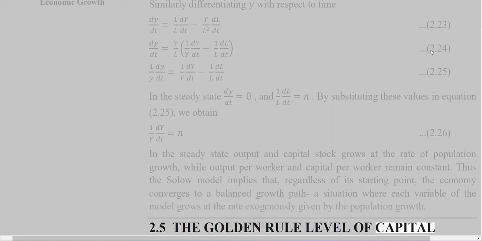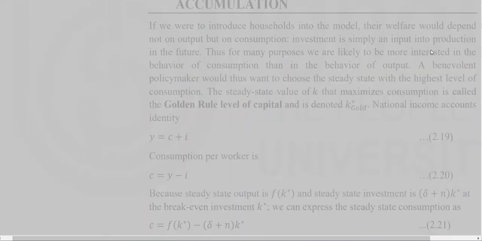2.5, the golden rule level of capital accumulation. If we were to introduce households into the model, their welfare would depend not on output but on consumption. Investment is simply an input into production in the future. Thus, for many purposes, we are likely to be more interested in the behavior of consumption than in the behavior of output. A benevolent policymaker would thus want to choose the steady state with the highest level of consumption. The steady state value of k that maximizes consumption is called the golden rule level of capital and is denoted k*gold. National income accounts identity: y = c + i (2.19). Consumption per worker is c = y − i (2.20).